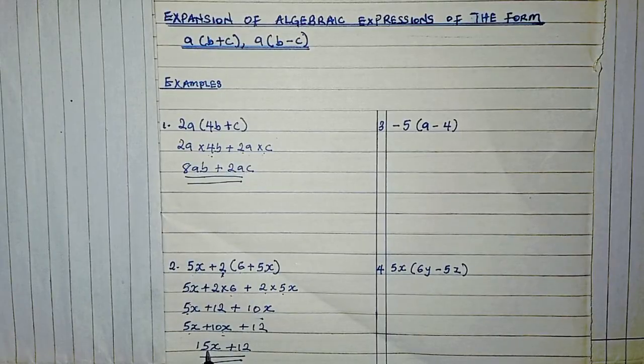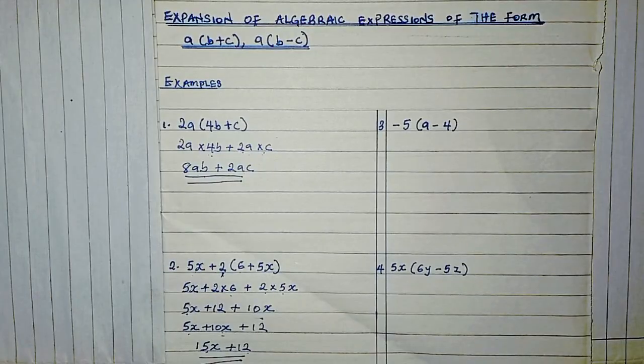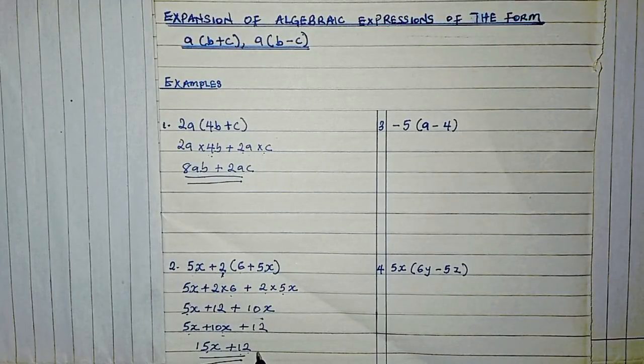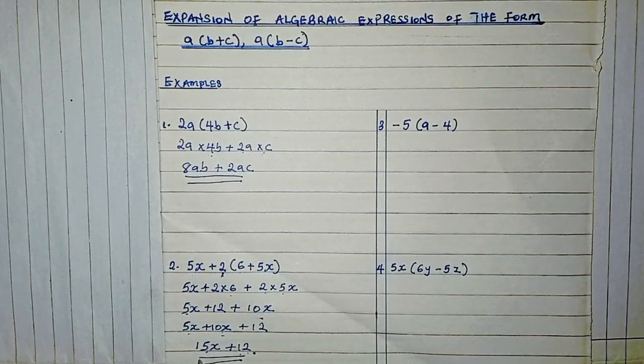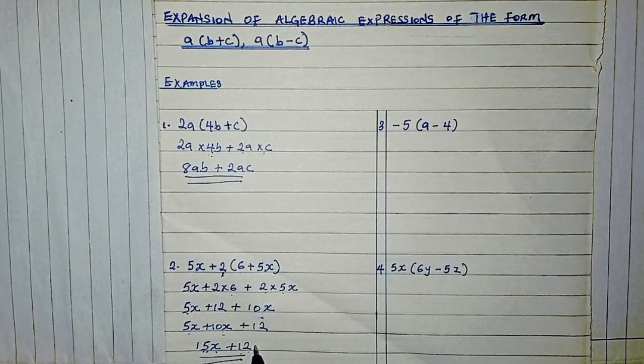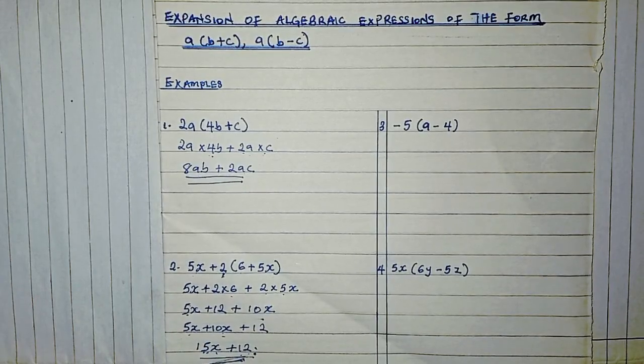We cannot add this to 12, because they are not like terms. This 12 is a constant, while this is a variable. And here we have x, while we don't have x here. So they are not like terms. We cannot add them together. We are going to leave our final answer as this.